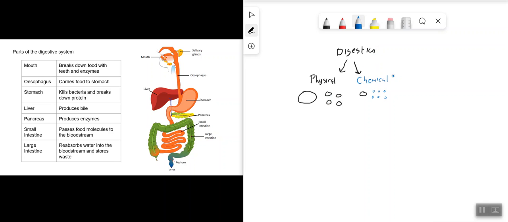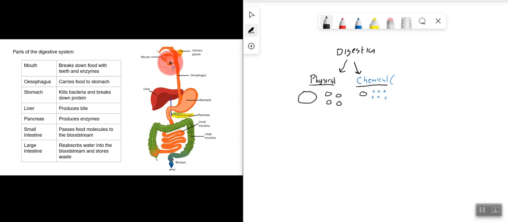So physical digestion happens in the mouth with the teeth breaking food down, and then chemical digestion happens in the mouth when the enzymes act on the food. When it goes into the stomach, there's acid that chemically breaks the food down even more, and your stomach also churns the food, so there's an element of physical digestion as well. It's important to know what we mean by physical digestion and by chemical digestion.